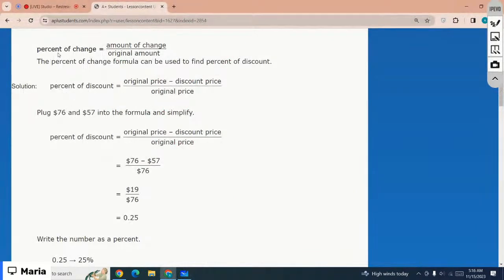Okay, you have to calculate the percent of change, right? First of all, you need to calculate the amount of change. Amount of change means originally it was 76, now it is selling for 57. So you have to do 76 minus 57, which is $19. That means the change is $19. You have to divide $19 by 76. So that is 0.25. That means 0.25 times 100 is 25%. That means it was 25% off, right?